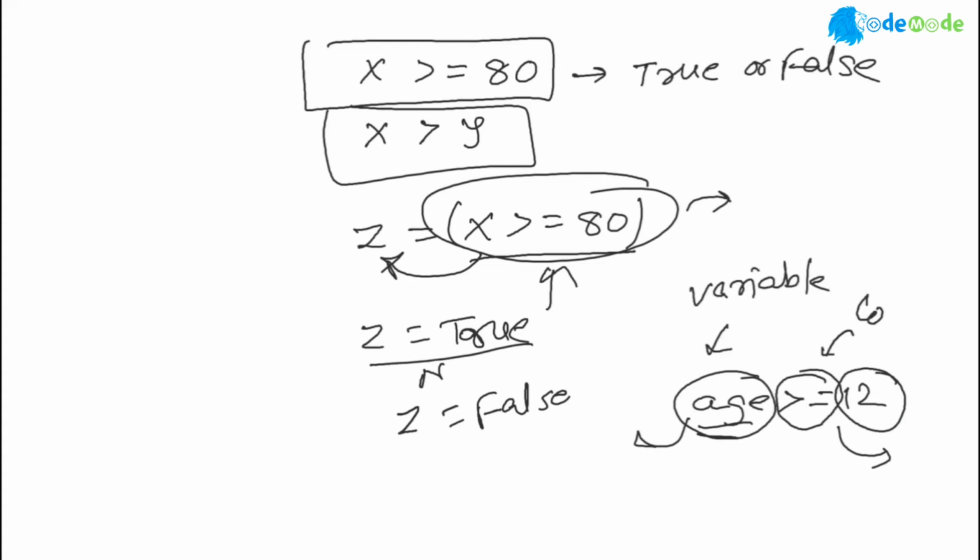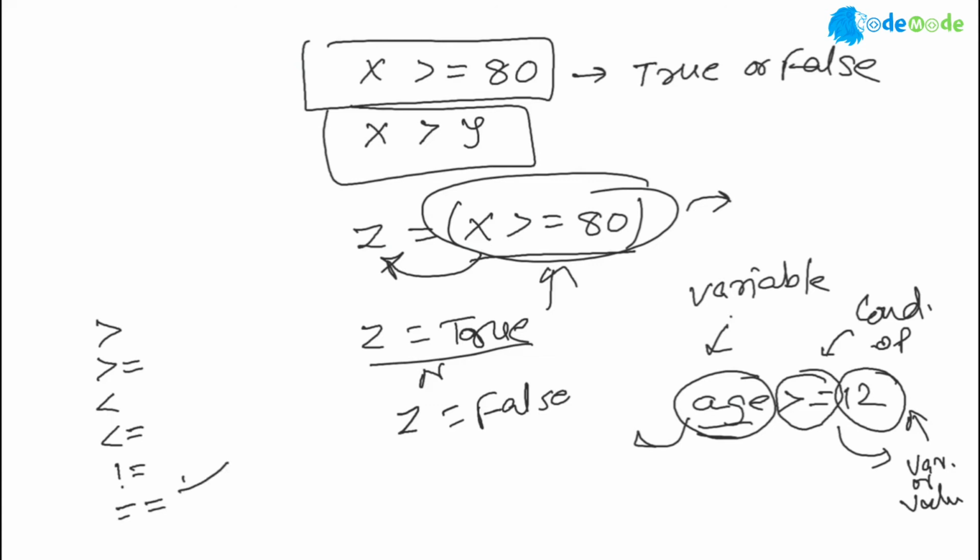This is a conditional operator, and this is a variable or value. Make sense? A variable, conditional operator, and a variable or value. Right? Now, what are the conditional operators? As I said, you have greater than or equal to, less than or equal to, not equal to, and equal to.